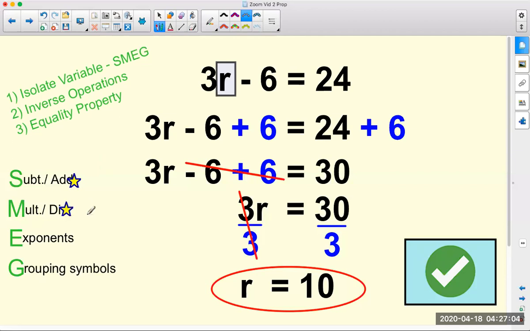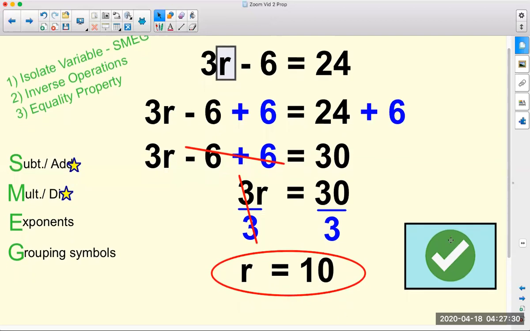And since we actually have a solution for r, we don't need to look for exponents or grouping symbols. But we're not quite finished. We have to make sure that r equals 10 is the solution that is correct. So we're going to use substitution to check that we're right. To substitute, we're going to take out the r and replace it with 10 because that's what we think it is. So over here is my box to check my work.